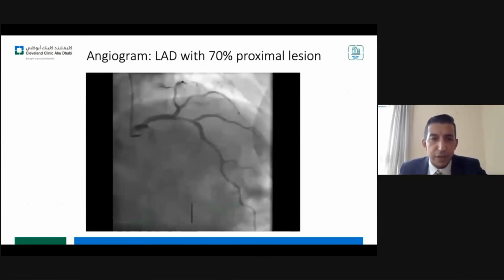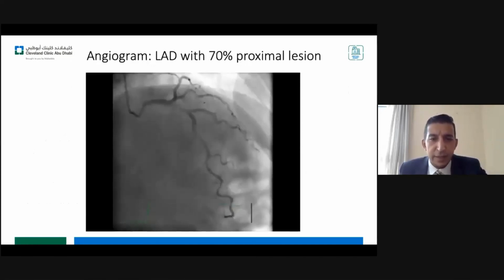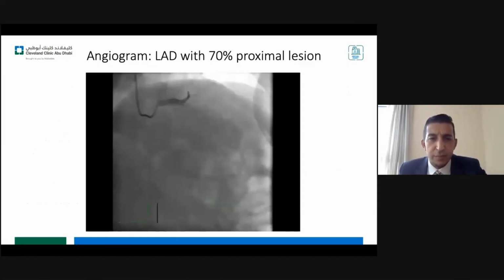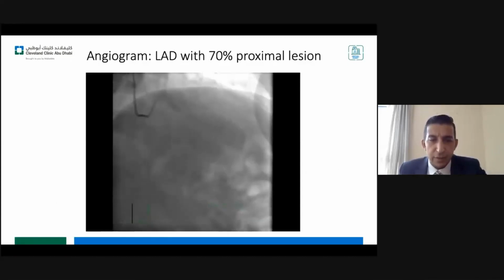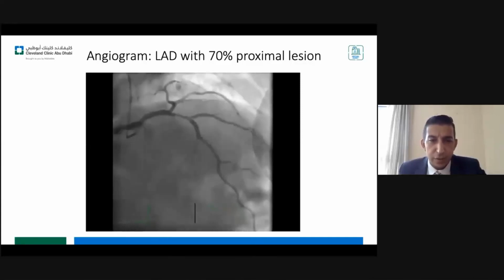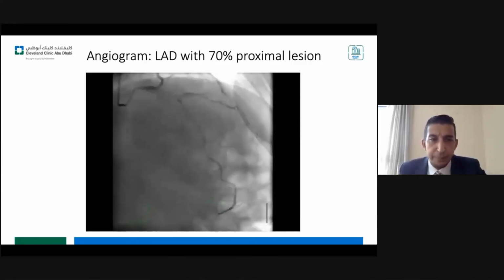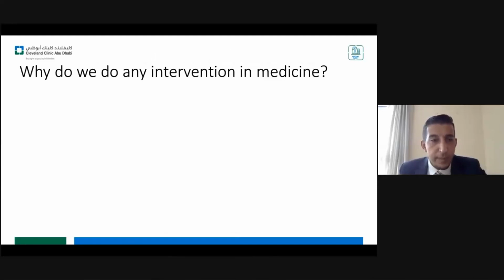So this is the angiogram. He has an LAD with a 70% or so proximal lesion, otherwise no significant disease. So the question arises, what should you do based on the current data? Before that, we need to step back: why do we do any intervention in medicine at all? Well, we do it to improve survival. That's obviously a critical goal. We also do it to prevent future events.